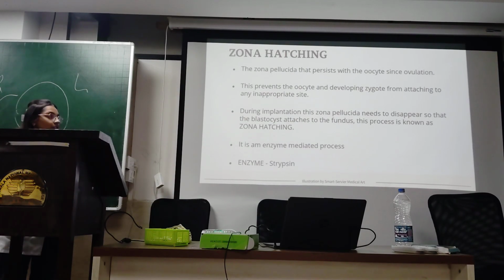Next is zona hatching. Zona pellucida, as I mentioned, persists with the oocyte since ovulation. During implantation, this zona pellucida needs to disappear at the right time so that the blastocyst attaches to the fundus. This process of disappearance of the zona pellucida is known as zona hatching. This is an enzyme-mediated process, and the enzyme used here is trypsin.